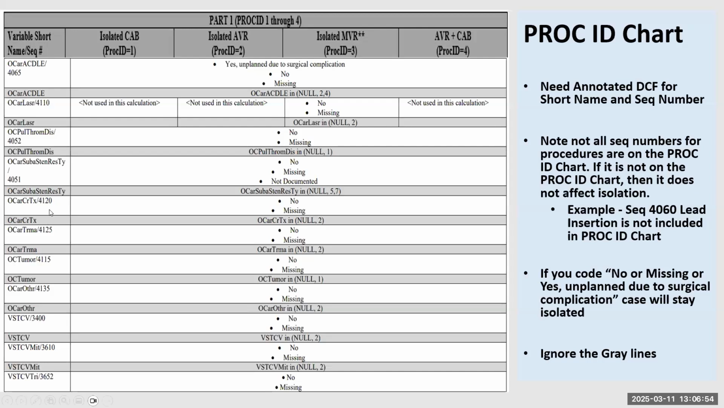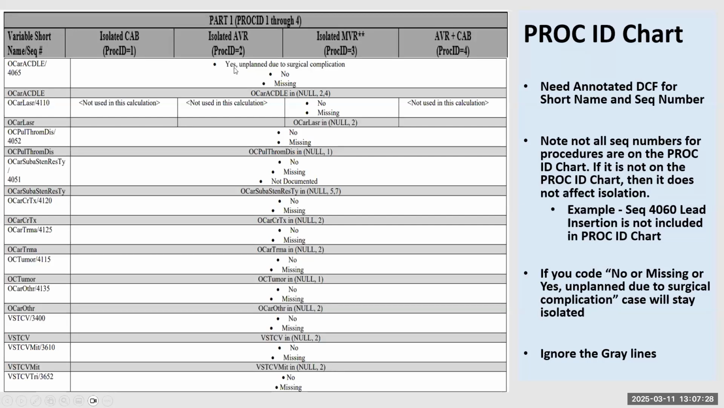You can kind of see they go in order: 4120, 4125, 4115, 4135, they're sort of in order, so you can get an idea. I mean, 4060, you would think would be somewhere in here, but I don't see it. It's not on this chart, so it doesn't affect isolation if it's not on the chart. So basically, we've got 4 PROC IDs up here.